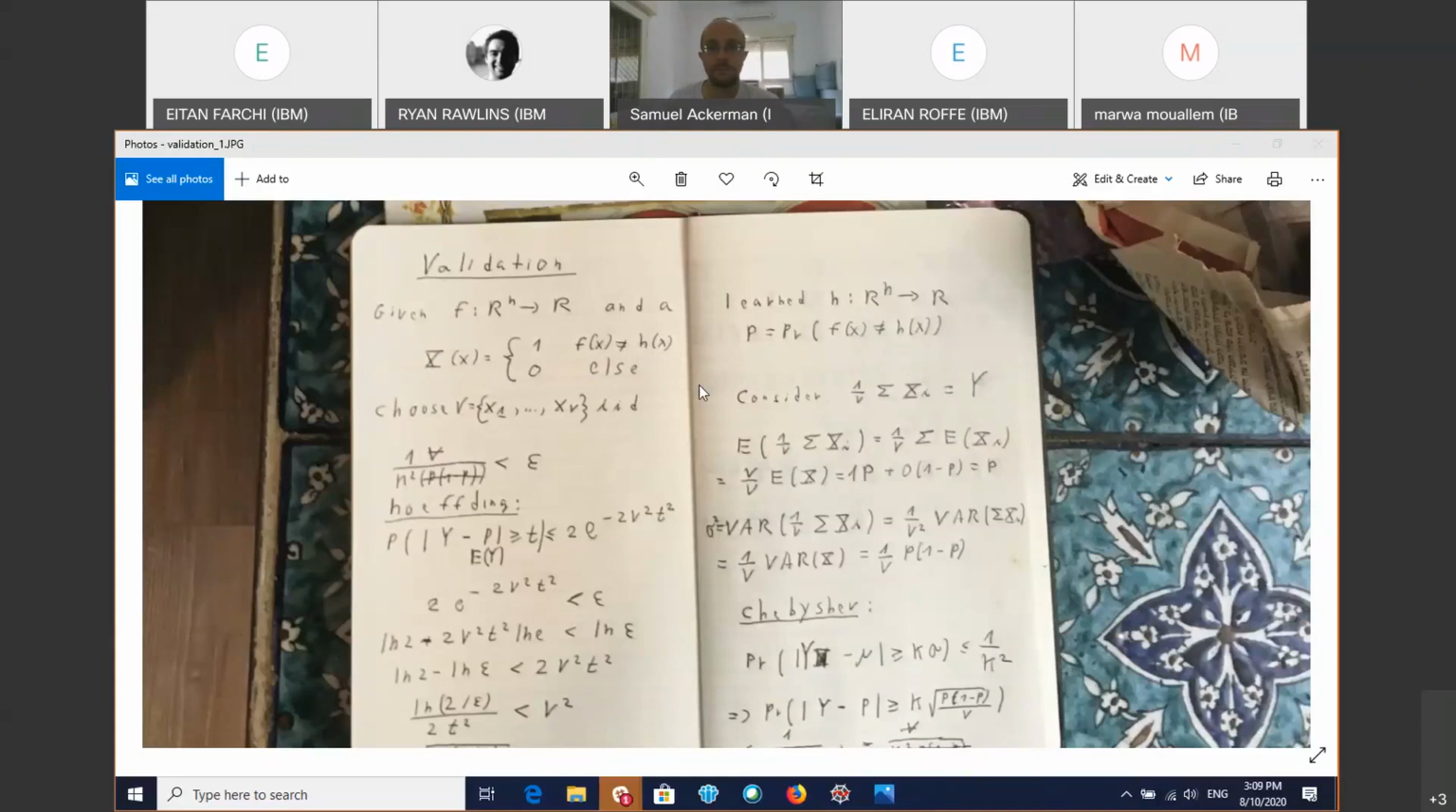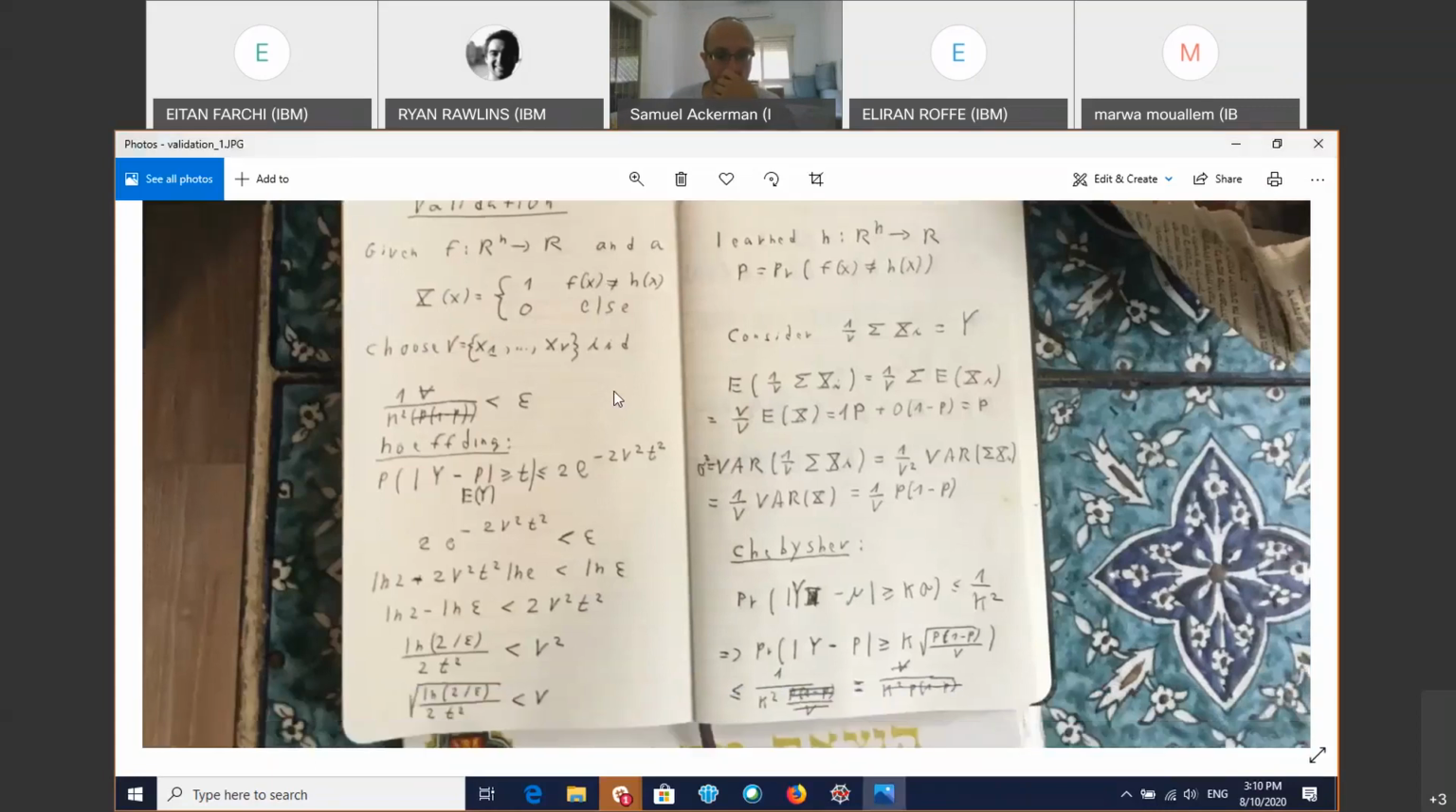So the general setting is that we want to validate the behavior of h compared to f, because h approximates f, and we want to know the probability of f being different than h, which is represented as the average of this random variable, the indicator random variable. So that's the general setting. Any questions up to now, or is it clear? Is it clear, the setting? Yes. Okay, great.